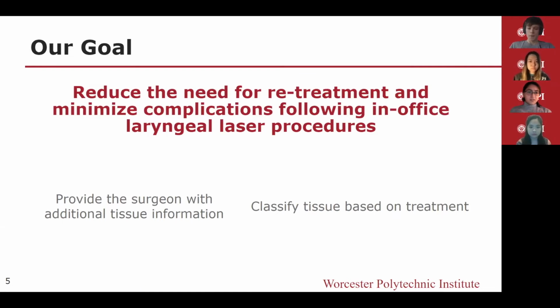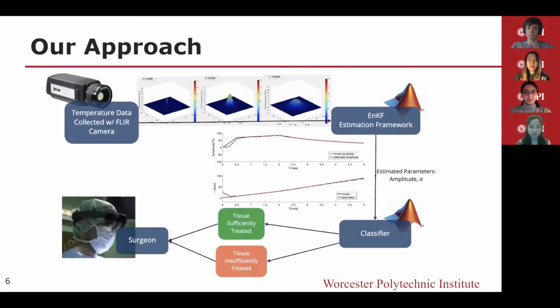The goal of this research is to tackle these limitations. Specifically, we want to create a tissue classifier to provide the surgeons with additional information about the tissue impacted by the surgical laser, allowing the surgeons to better determine which tissue has been sufficiently treated. By relaying this information to the surgeon, they can better judge the completion of the procedure, reducing the need for retreatment and minimizing complications.